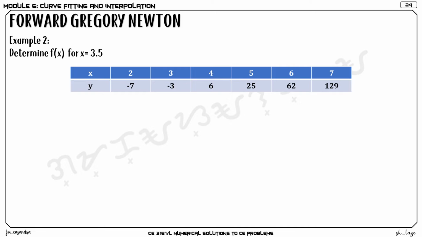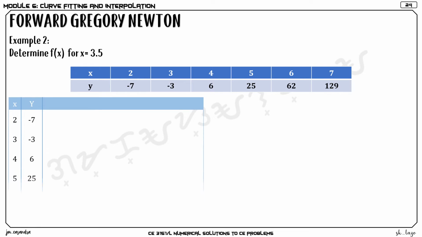Okay, so we have another example for the given data set of x and y. Determine the function of x when x is equal to 3.5. So again, we tabulate our answer or our solution for x and y in order to solve for the following deltas. So we have delta y sub o, and that is solved as negative 3 minus negative 7, giving us 4. 6 minus negative 3 is 9. 25 minus 6 is 19. 62 minus 25 is 37. And 129 minus 62 is 67.